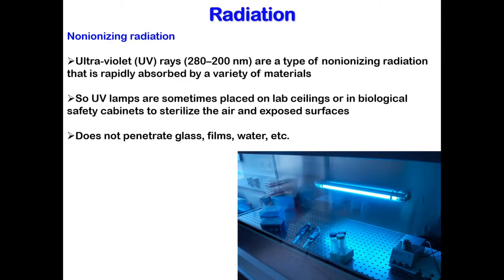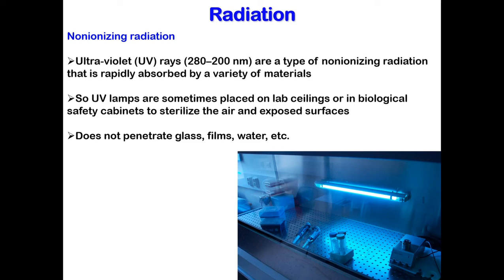So next we'll move on to radiation as a physical method to disinfect or sterilize. And there are two types of radiation, non-ionizing and ionizing radiation. So non-ionizing radiation includes ultraviolet or UV rays, and the antimicrobial activity of UV light depends on the length of exposure and the wavelength of UV used.